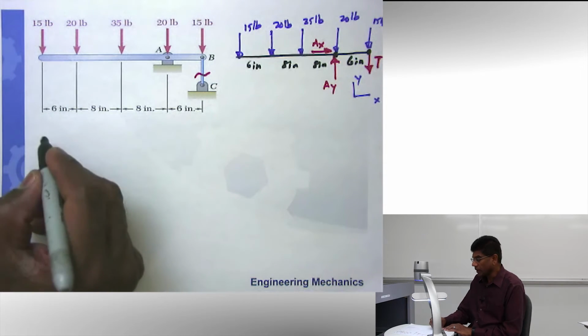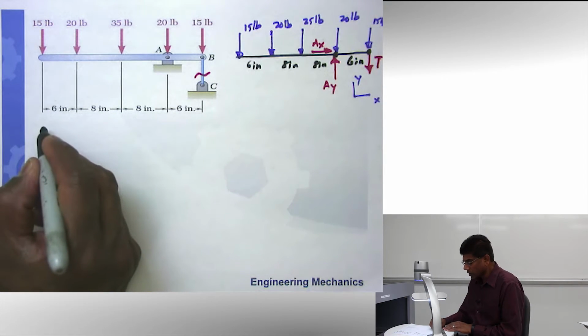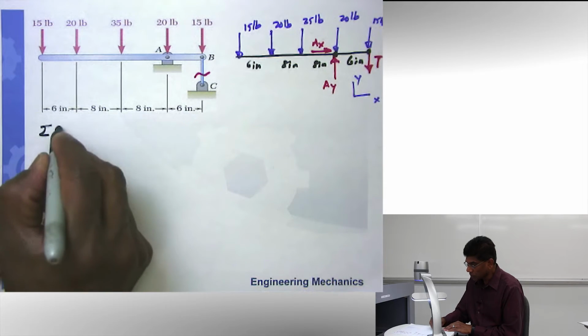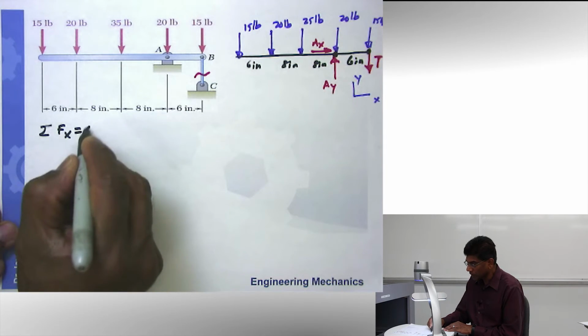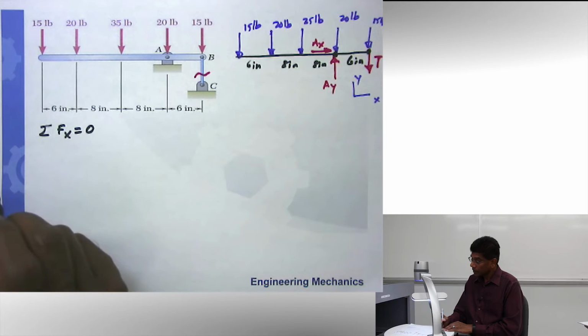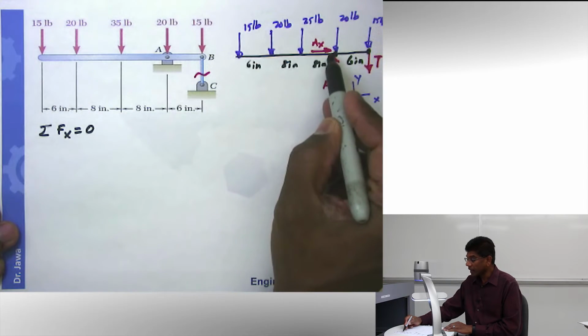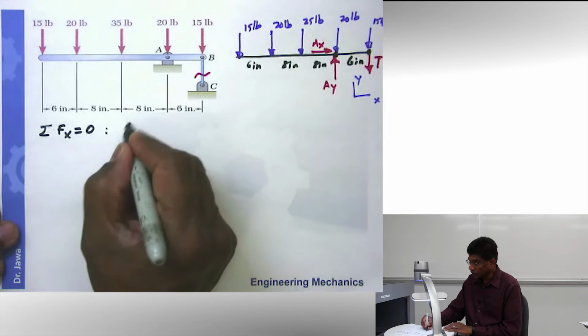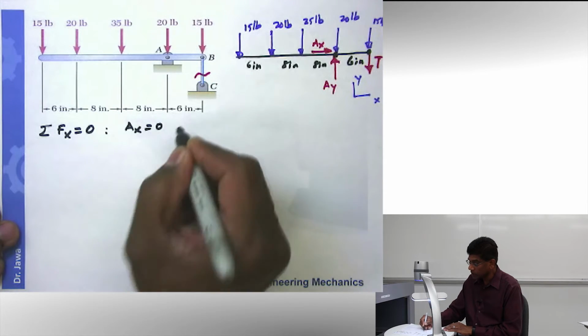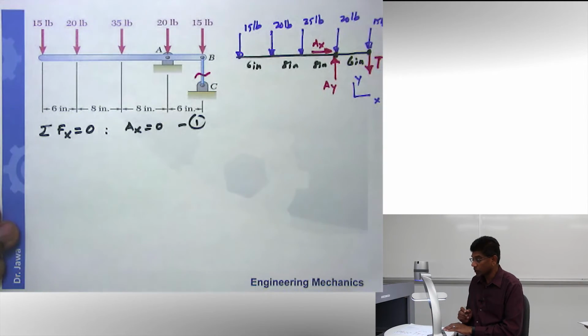So let's start with our traditional approach. The sum of the forces along the x direction must be equal to 0. If I look up, I have no force other than A sub x along x, and therefore A sub x equals 0. That's my first equation, and that is also part of the answer, because the question is finding the support reaction. So I got this one.